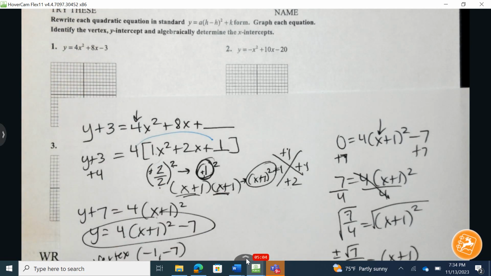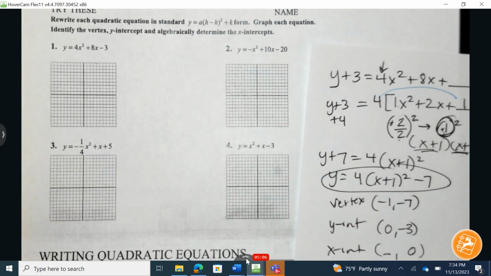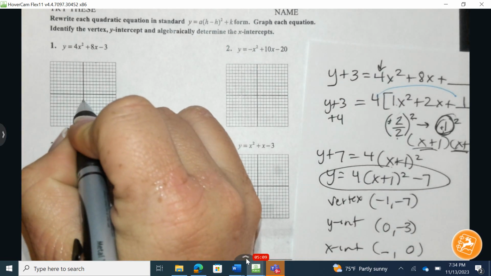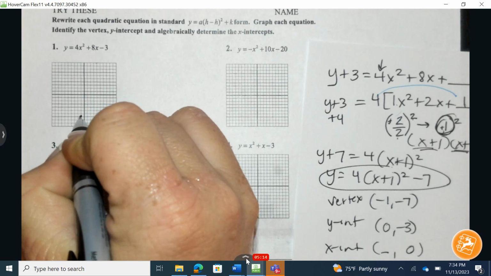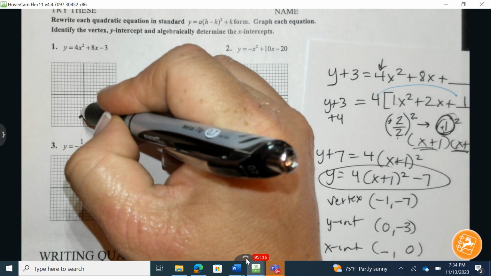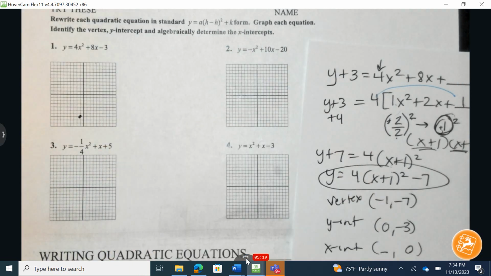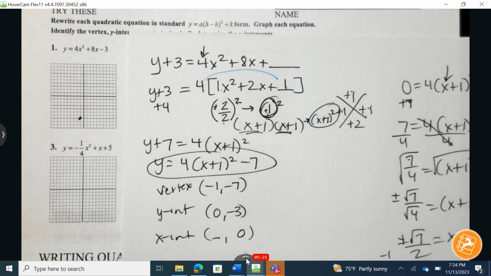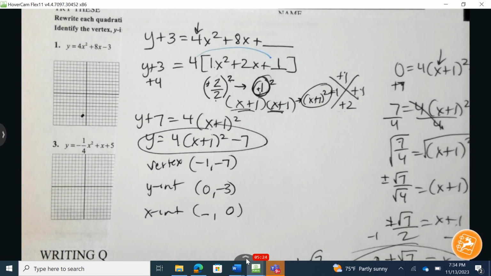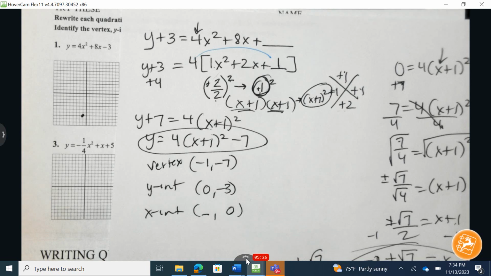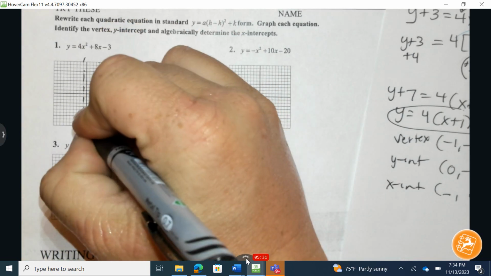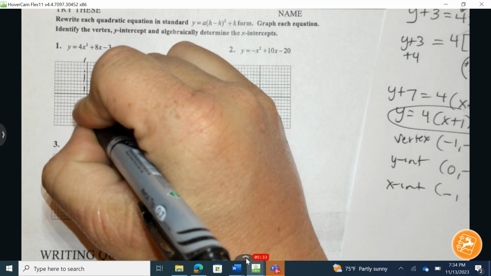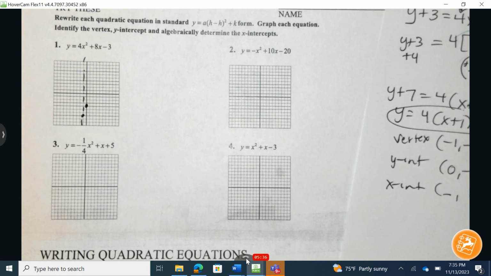So let's go ahead and graph this. I'm going to find -1, -7. Believe that's right. Okay, that is right. So I have -1, -7. I'm going to find x-intercepts. Oh, these are not pretty x-intercepts. I'm going to find a y-intercept of 0, -3.